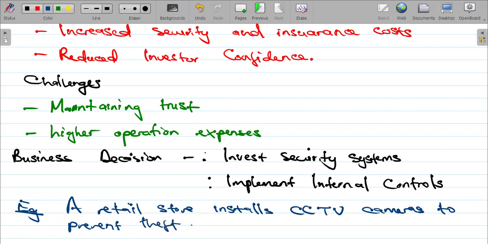The business can install CCTV to prevent theft. Theft, right?